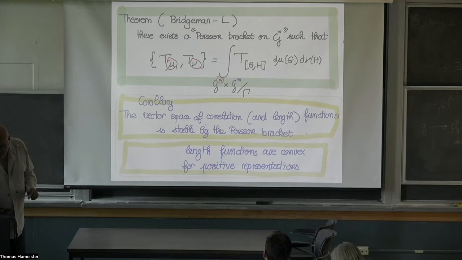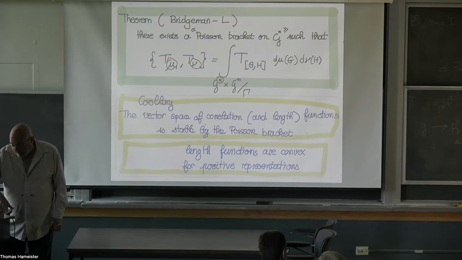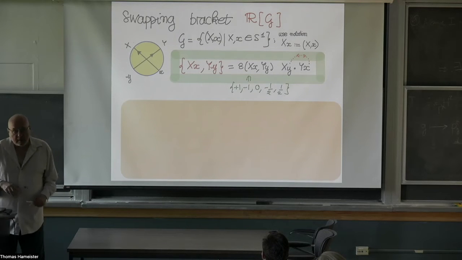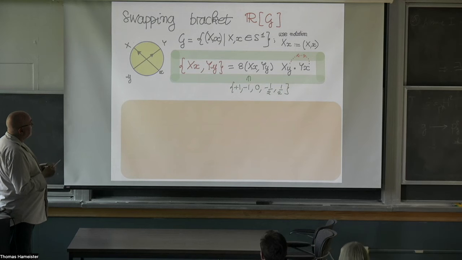Let's try to explain a little bit what this Poisson bracket on configurations of geodesics is. I'm going to start with a very simple thing, very simple to state, which is something I call the swapping bracket.